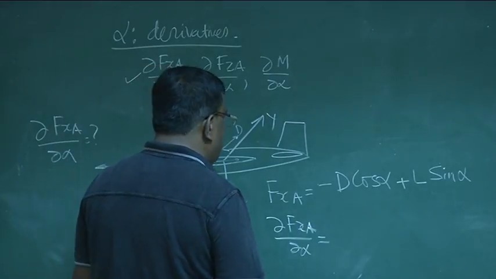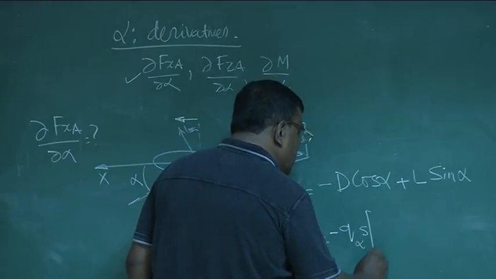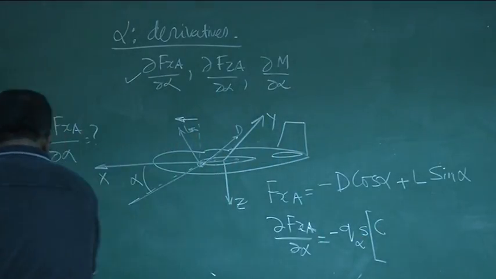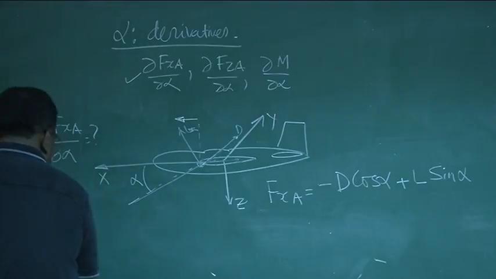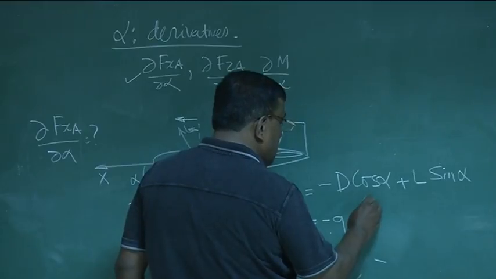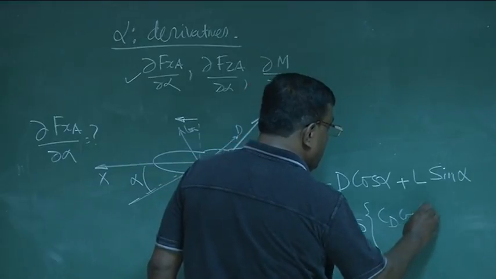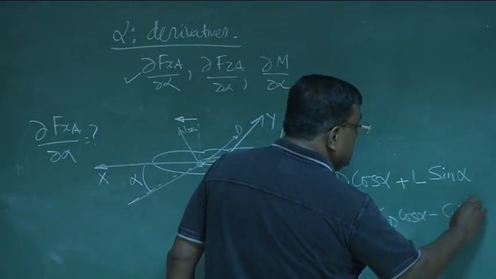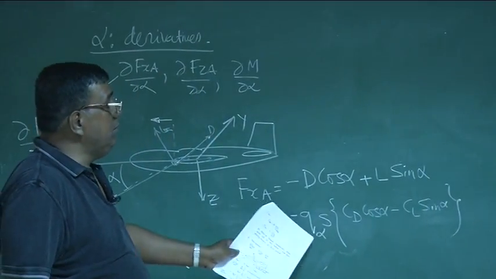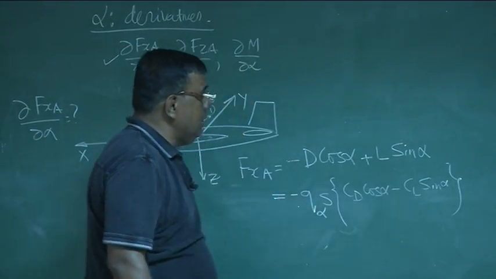I have to take the derivative. So what I do, minus q infinity S, then this I write as, or before I do this, to make sure that you are not getting lost, I write this in another step: minus q infinity S, and I put it here, CD cos alpha minus CL sin alpha. No objection? I have taken minus half rho V square S out, so half rho V square S, CD is this, CD cos alpha, minus is here, so plus here, so minus is here.